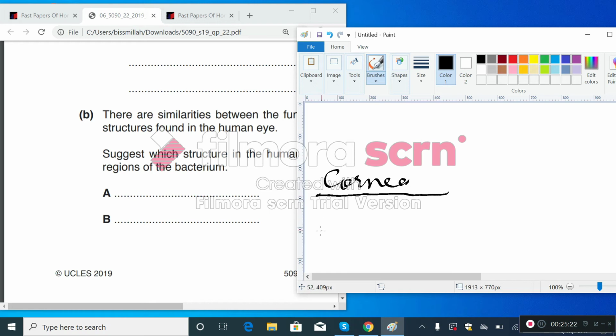So for B, we will write the photoreceptors, meaning here we will write the membrane on which these photoreceptors are present. That is the retina. That membrane is called retina, on which rods and cones are present. These are the sensory cells which absorb light and help us to make an image. So these are the two parts which are connected to this question. Okay, now we move to next question.